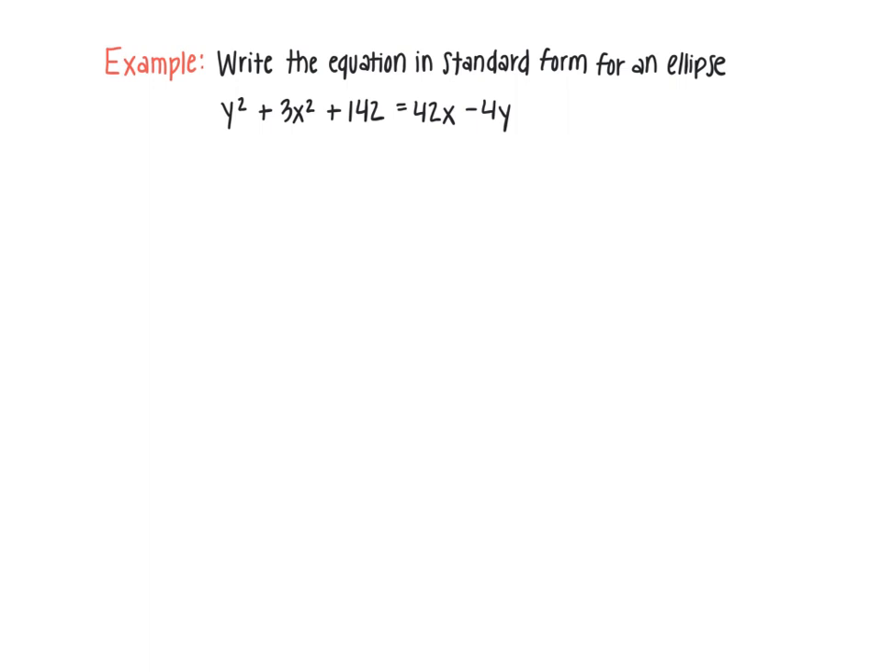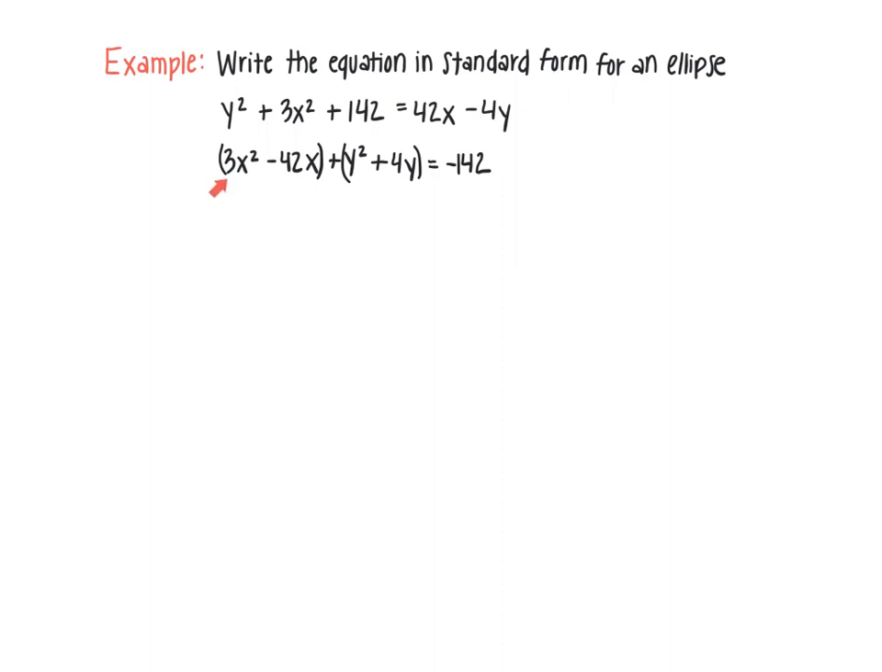So we always start by rearranging our terms alphabetically with the highest exponent. So I'm going to write this as 3x squared minus 42x plus y squared plus 4y is equal to negative 142. Remember, you always want to leave any number without a variable next to it out on the right-hand side of the equation. The next thing that I'm going to do is throw parentheses around my x terms and parentheses around my y terms.